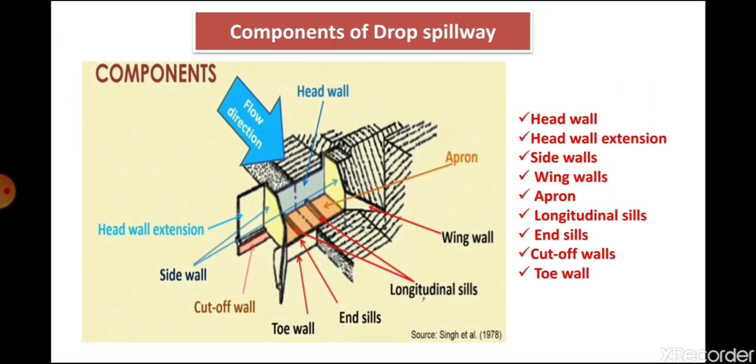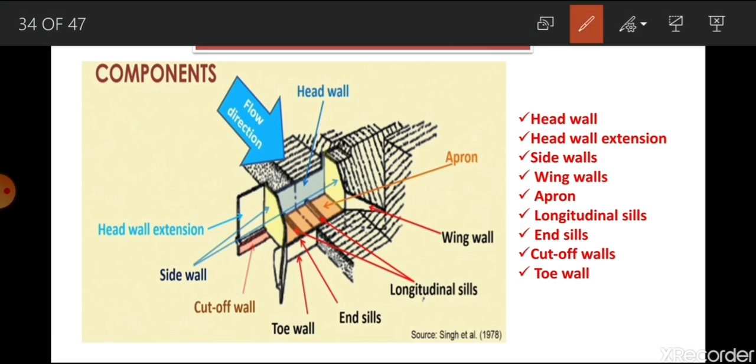Now what are the various components? You can see various components. Head wall, where is head wall? This one. This is the head wall. Head wall is obstructing the flow of runoff, obstructing the flow of flood coming from the gully or reservoir. And these are some structural components: head wall, side wall, cut off wall.